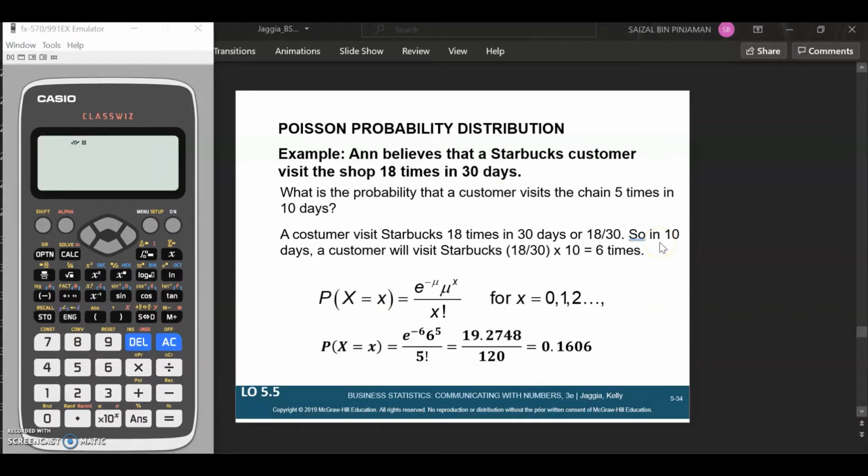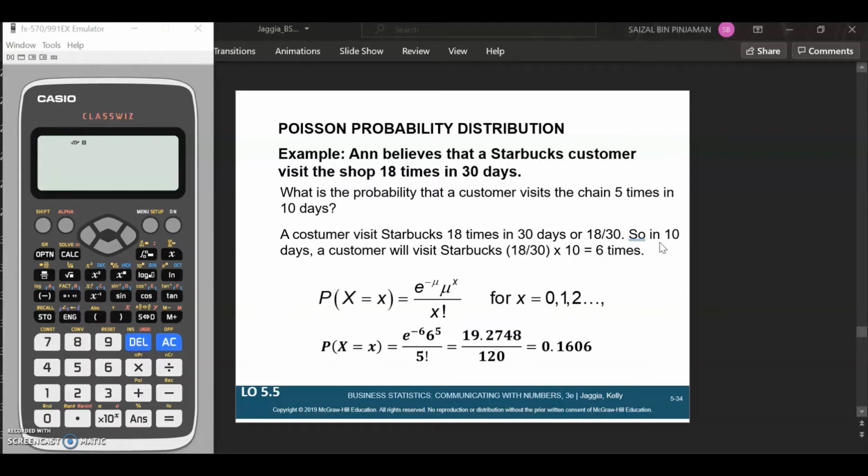Now we move to the Poisson probability distribution. Here we have an example where Anne believes that a Starbucks customer visits the shop 18 times in 30 days period. So what is the probability that a customer visits the chain 5 times in 10 days period?